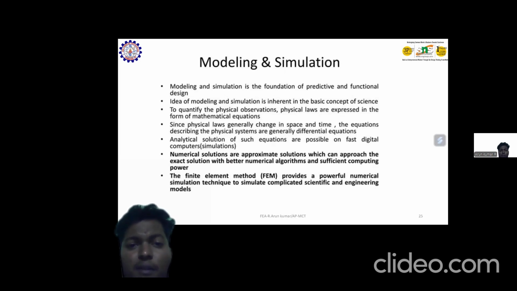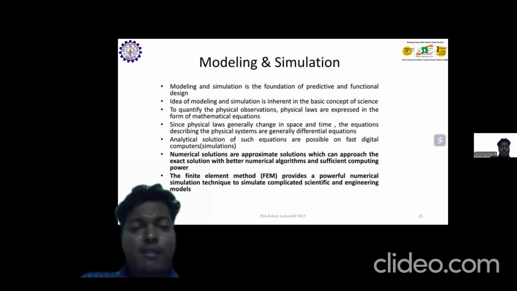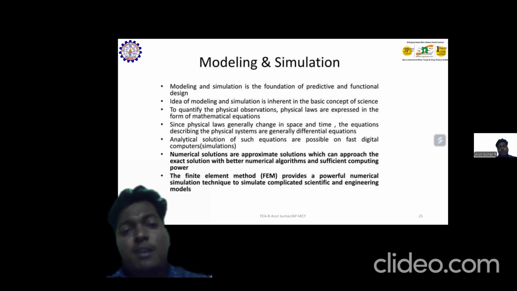The next step is called modeling and simulation. How FEA can be used for modeling and simulation is a very essential method for solving different types of problems. We will discuss that later.